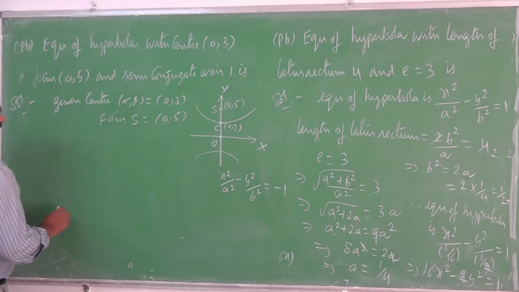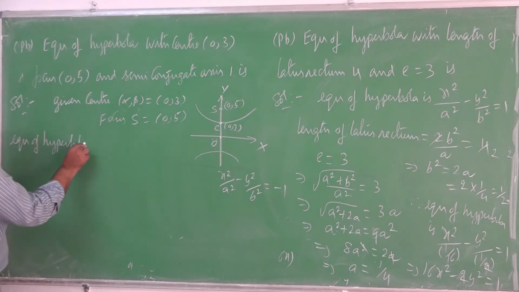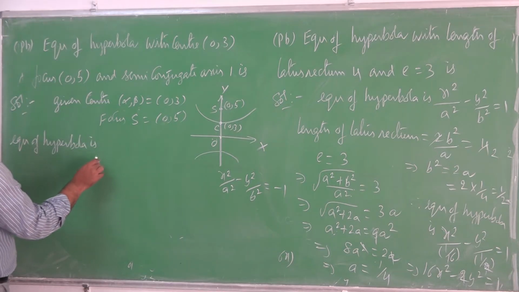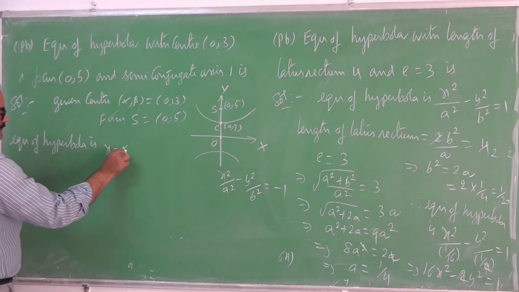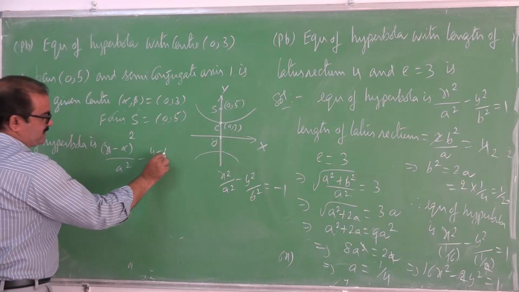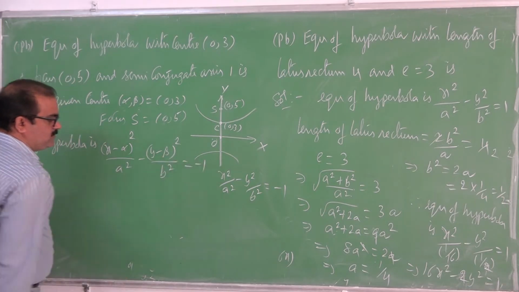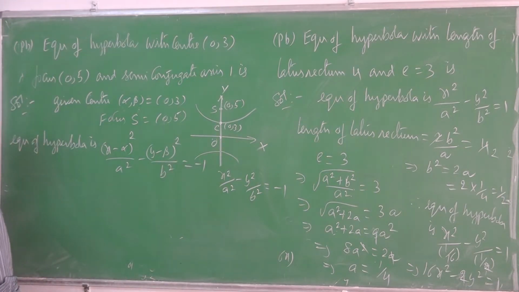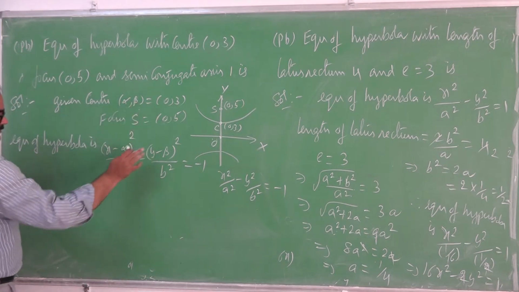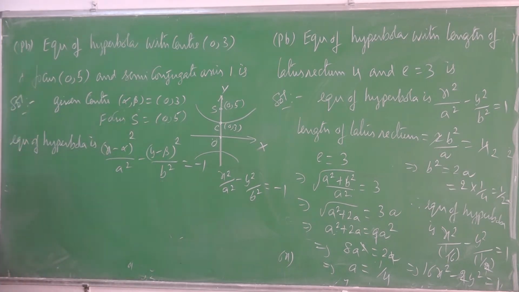Right. Here the center is (alpha, beta). Therefore, the equation of the hyperbola is in the form of (x minus alpha) whole square by a square minus (y minus beta) whole square by b square is equal to minus 1. Here alpha, beta is given. Now we find the values of a and b.